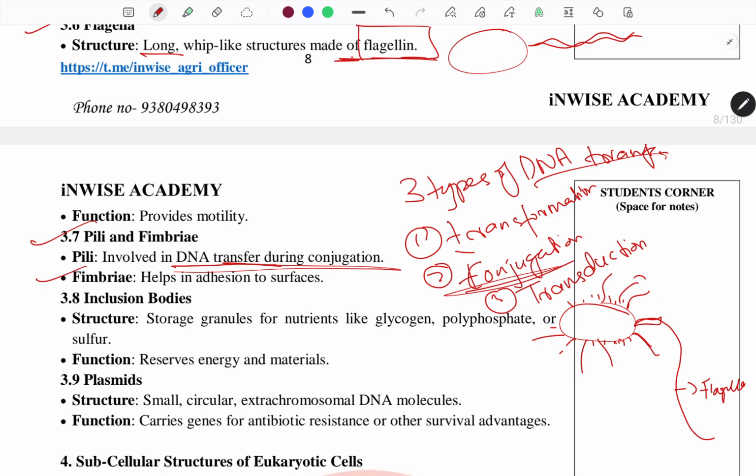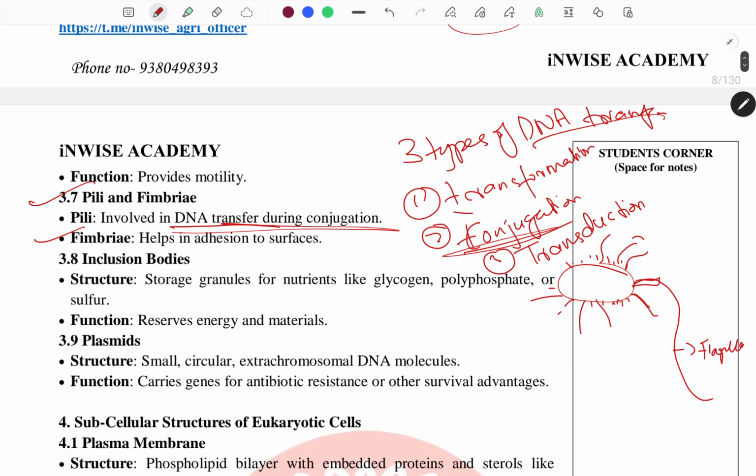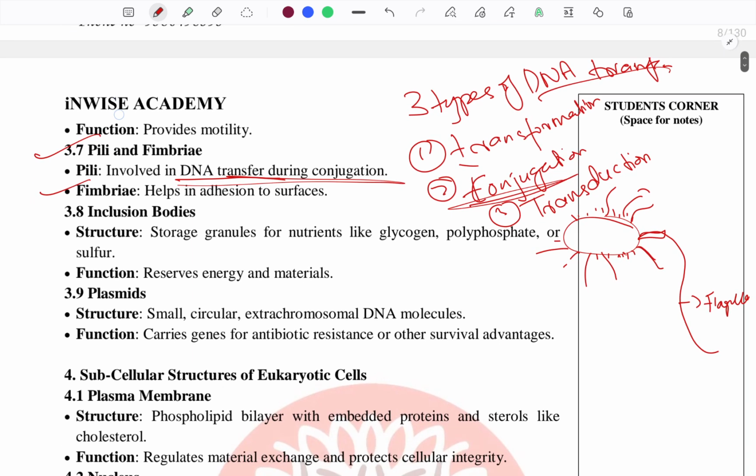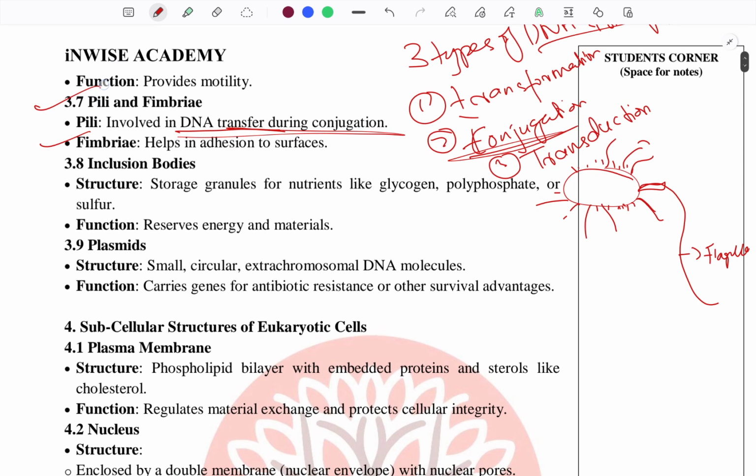And this fimbriae, those small hair-like structures, helps in adhesion to a particular surface. This is the function of the fimbriae.